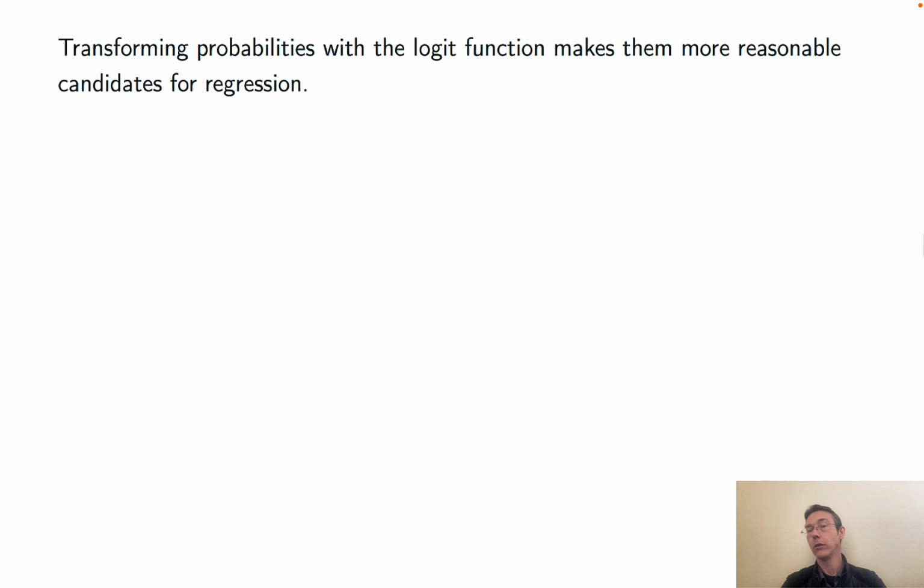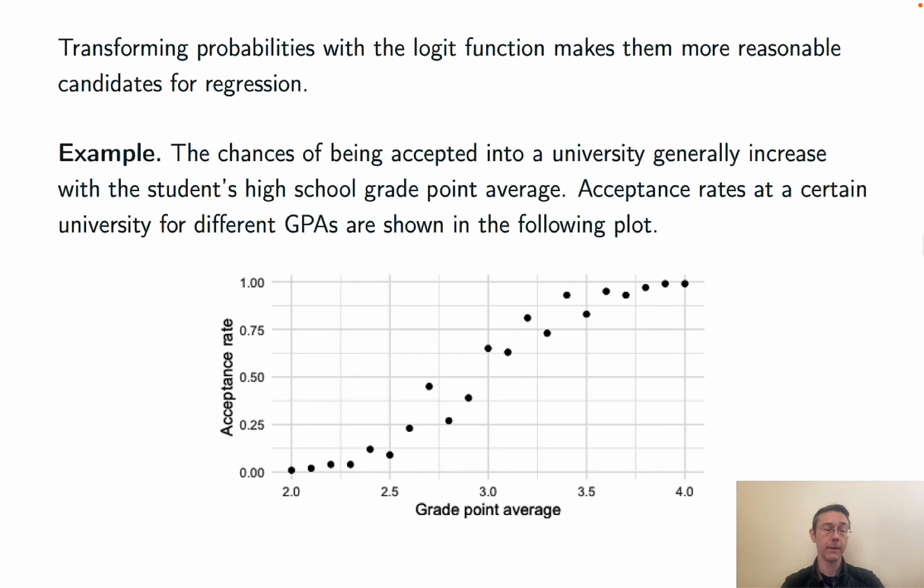Transforming probabilities with a logit function makes them more reasonable candidates for regression. I think an example makes this really clear. The chances of being accepted into a university generally increase with a student's high school grade point average, which in the US at least typically run from 0 to 4.